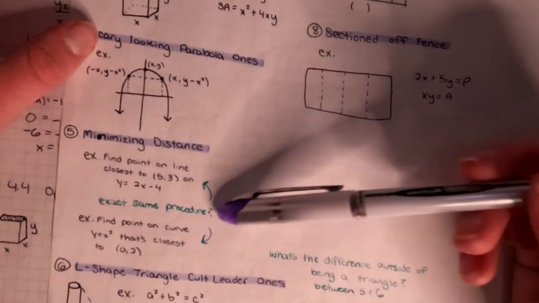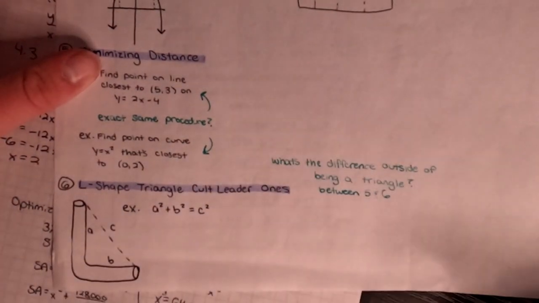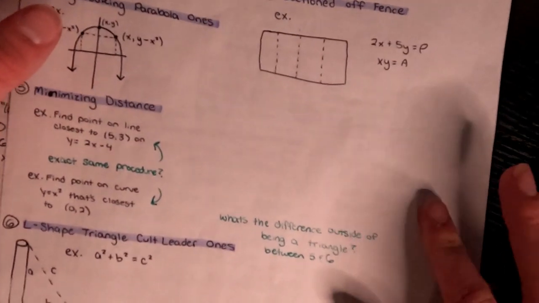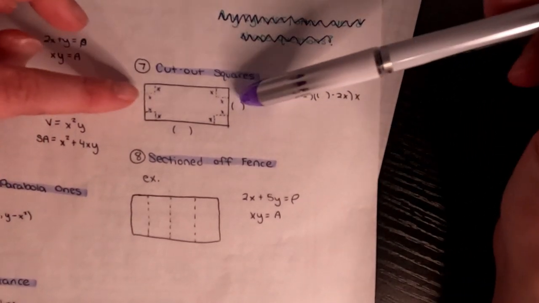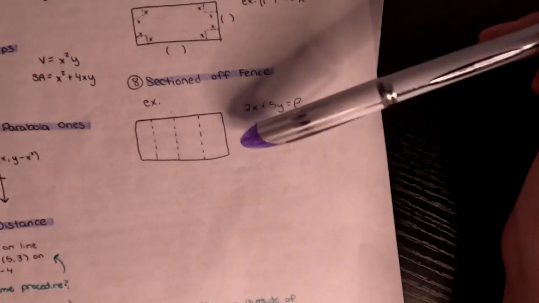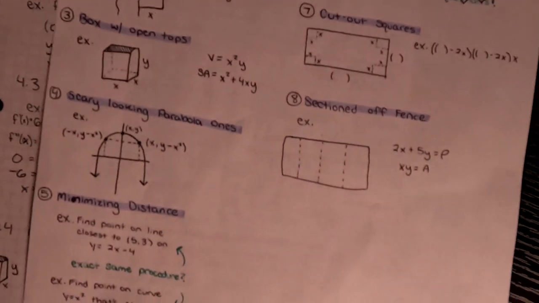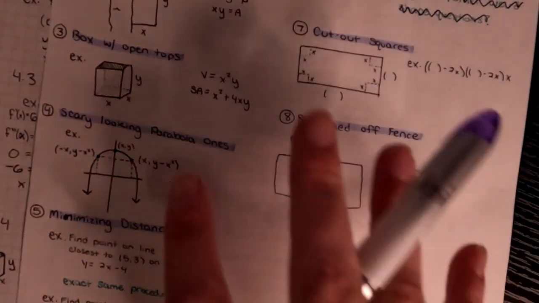Minimizing distance, that's a common one. And then the L-shaped triangle cult leader ones where you have to use your Pythagorean theorem. Then you also have ones with the cutout squares, that one's a pretty common one too, and then the sectioned off fences. Those are all the main ones that we practice. I'm not going to do an example for each one because we would be here for literally hours, but that's your general overview.